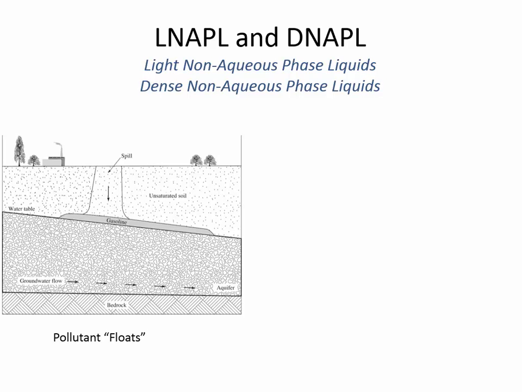So if you're keeping notes on the side of your lecture, what you should write is light means density is less than water. Dense means density is greater than water. Yeah?